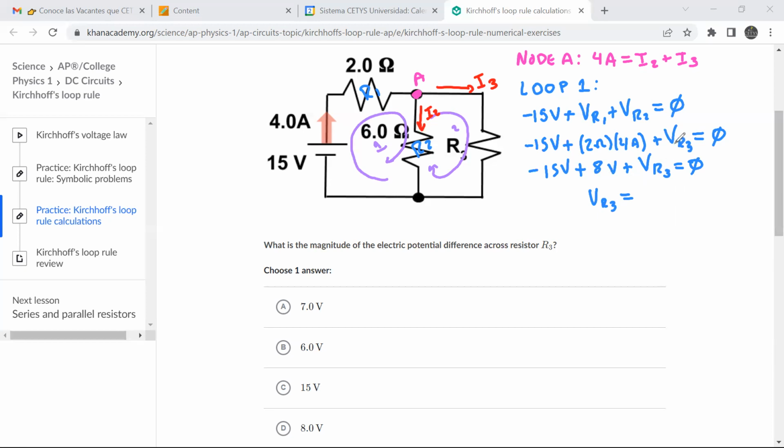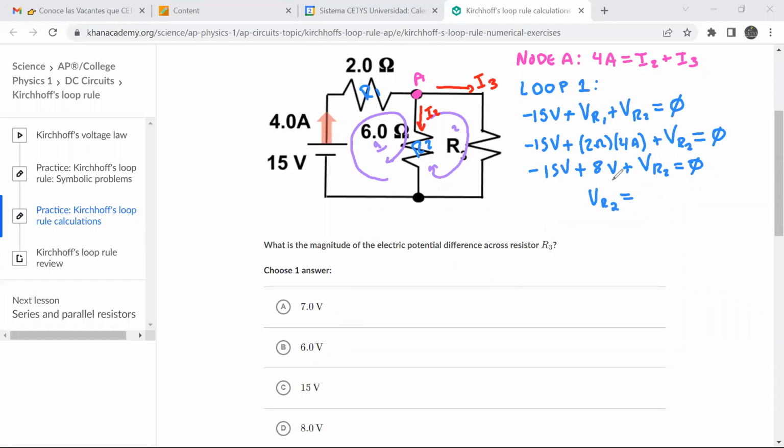This is the same, no? Oh no, wait a minute. Yeah, yes, it's true that they're the same, but you're correct. The one I'm analyzing is loop 1. Yes, it's correct. This is R2. I'm sorry. They are the same, but I'm analyzing that loop. Correct.